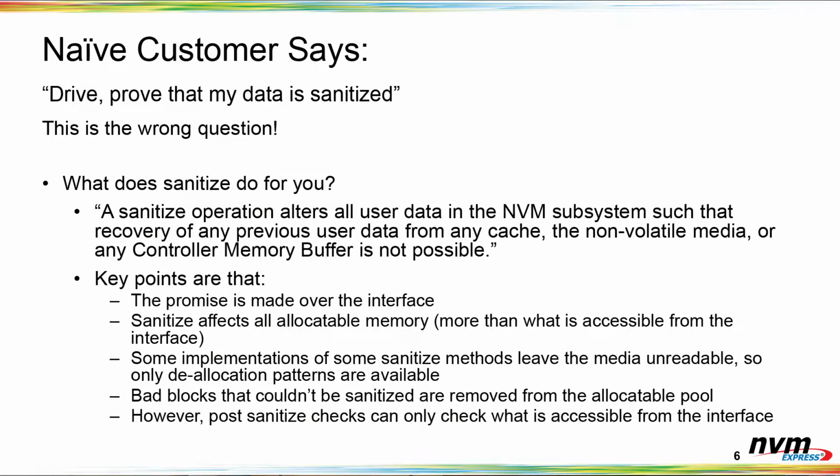So the main points here are that the status is sent back over the interface. We're making a promise over the interface. Like I said, we touch all the allocatable memory. Sometimes some implementations will leave the memory not accessible and deallocated. Others will allow it to remain readable. Bad blocks, those also have to be sanitized. And the problem is that the checks run after sanitization by a host can only check what's done through the interface.